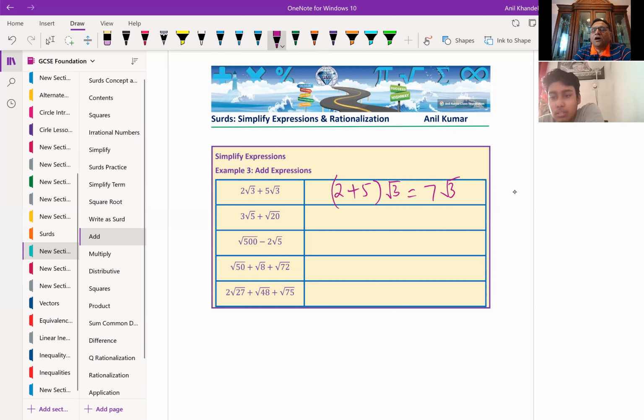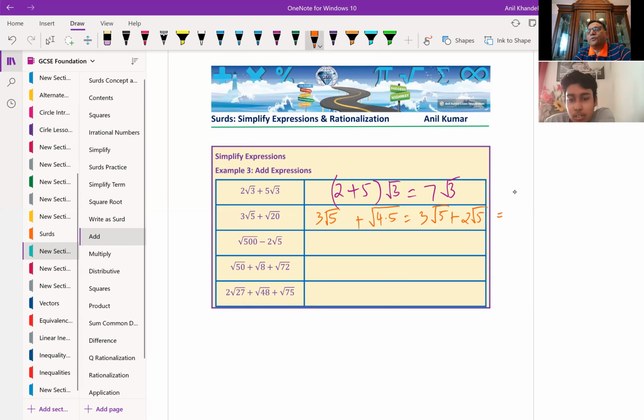Now, can you tell me, how will you add 3 square root 5 plus square root 20? Tell me. I would write 3 square root 5 plus square root of 4 multiplied by 5, plus equal.